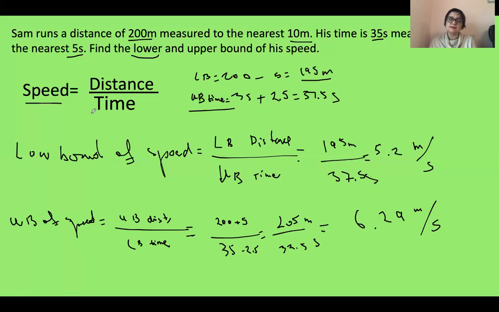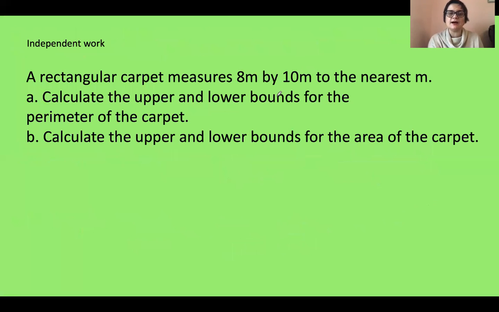So which one are you going to consider, whether the upper bound or the lower bound. And here you have something to work independently with. It is a problem. Now in this case, again, a rectangular carpet measures 8 by 10 to the nearest meter. You need to find the upper and the lower bounds for the perimeter of the carpet first, and then for the area. So the one for the area is similar to the one we just did.